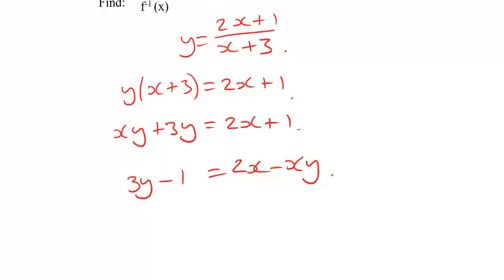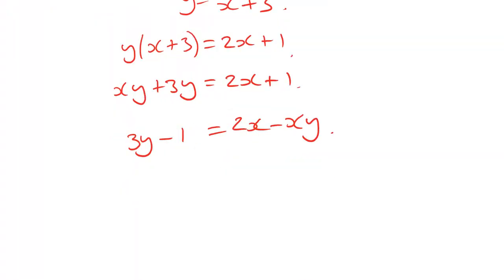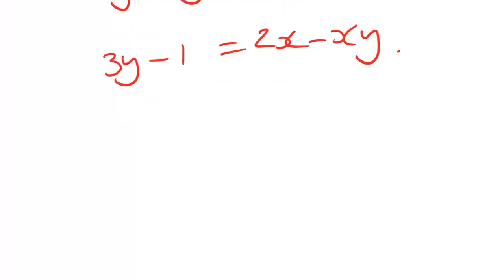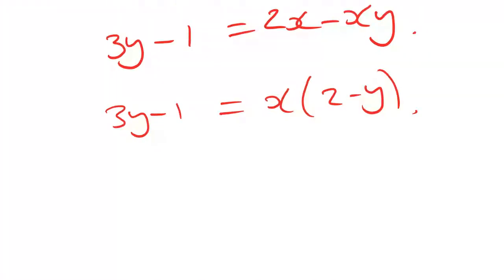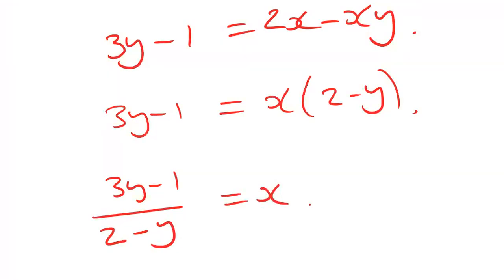Now remember, the point of this is to make x the subject. x appears twice at the moment, so the point of doing all that was so I can factorize. So if I keep the left-hand side the same, let's take a factor of x out, and what that's doing is it's just making that x appear once, which is what we need to happen in order to make x the subject. Last thing to do is to divide both sides by 2 minus y, so (3y minus 1) all over (2 minus y) is equal to x.